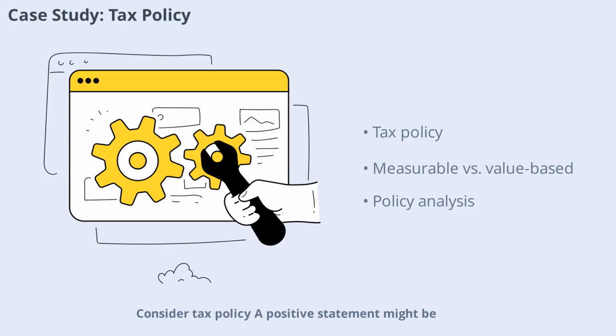Consider tax policy. A positive statement might be, lowering taxes increases disposable income. A normative statement could be, taxes should be progressive to reduce inequality. Again, the positive statement can be measured while the normative statement is based on values. This distinction helps us analyze policy proposals more effectively.